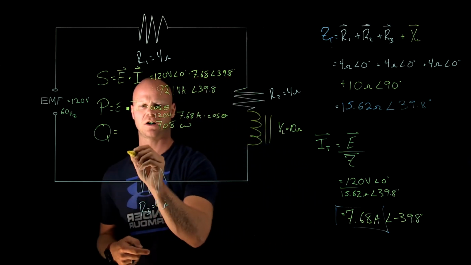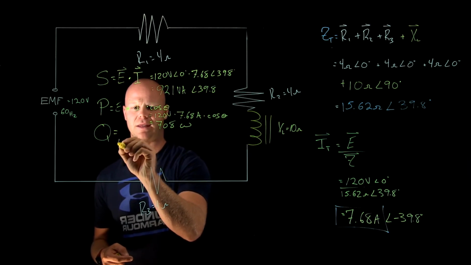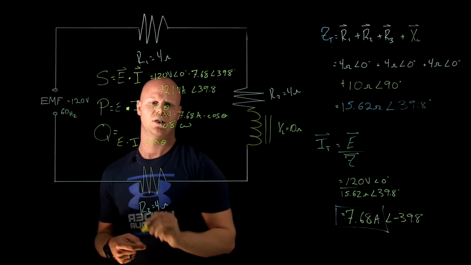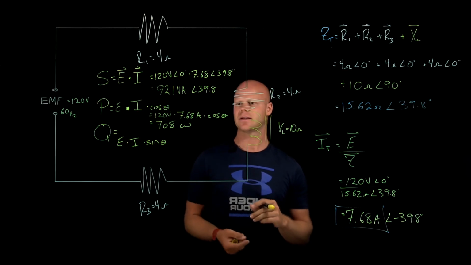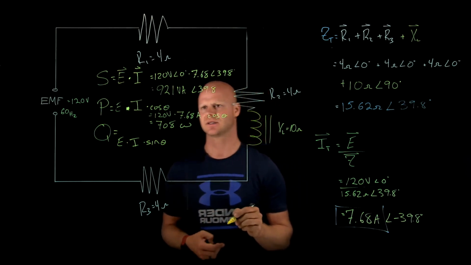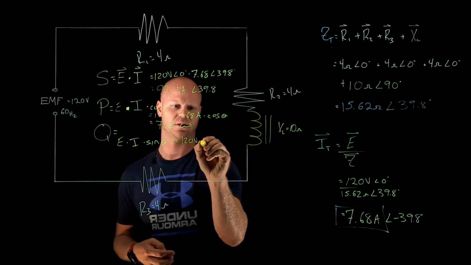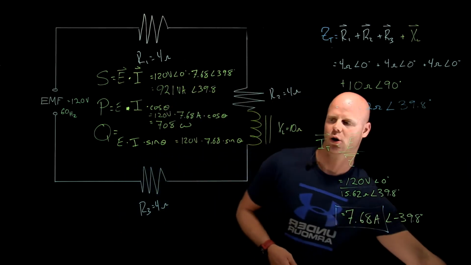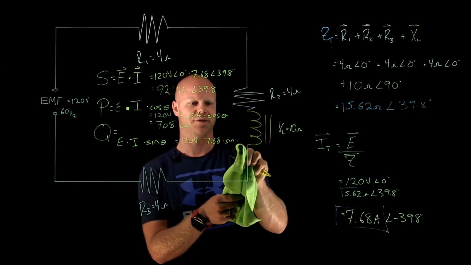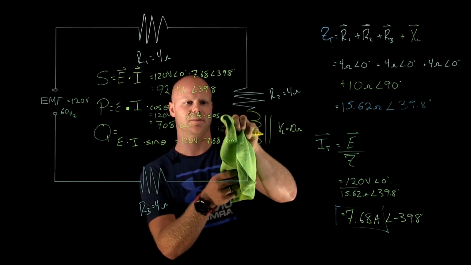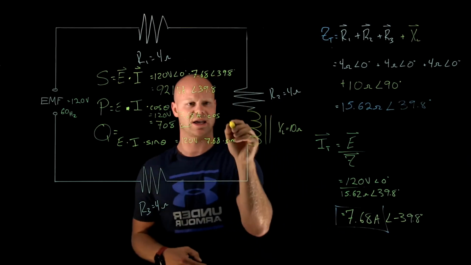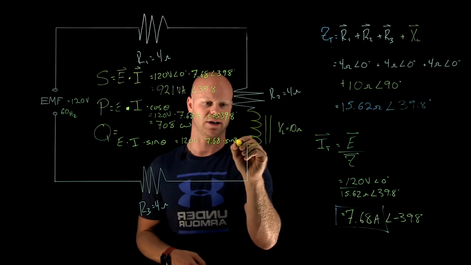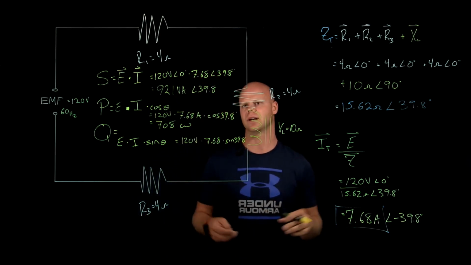So then when I do my quadrature power, I'm going to use that same method. I'm going to do E times I, and I need to know the vertical component, or what is out of phase from that angle, from my reference. So this will be 120 volts times 7.68 amps times sine theta. Sorry, I kind of jumped ahead. I'm going to go back and rewrite this. So this cos theta, sorry, should be 39.8 degrees. Sine theta should be 39.8 degrees. We know what theta is, I don't have to write theta.